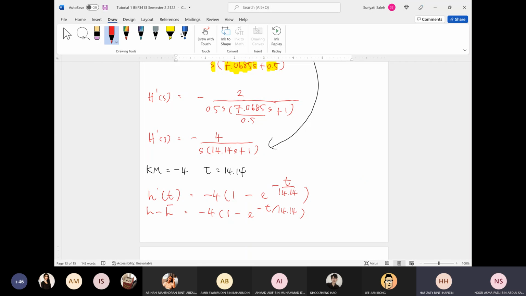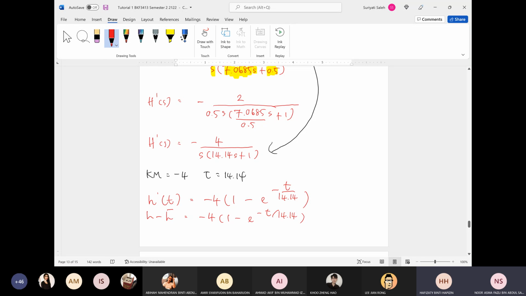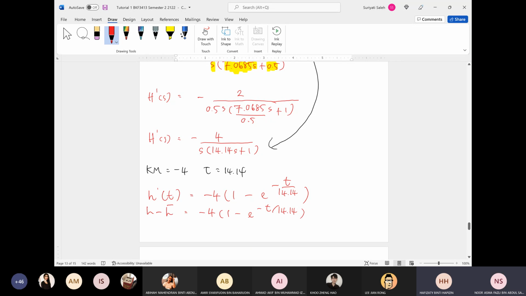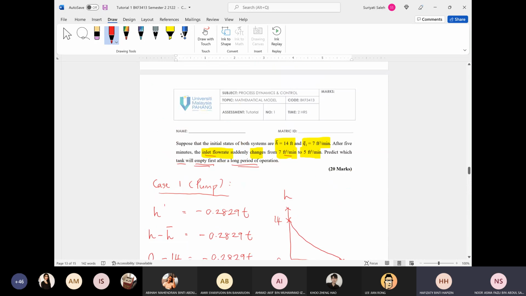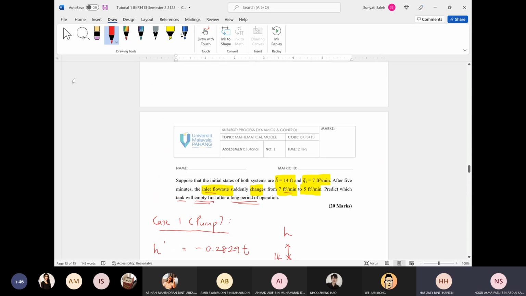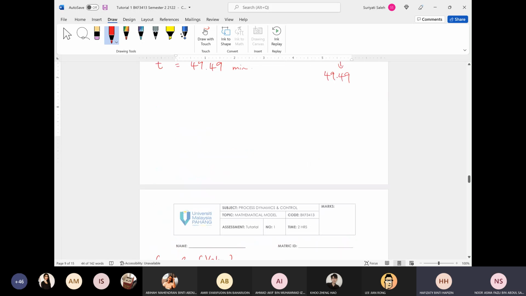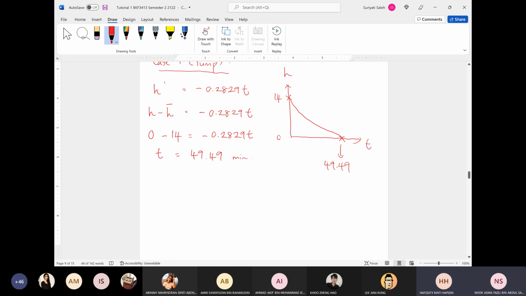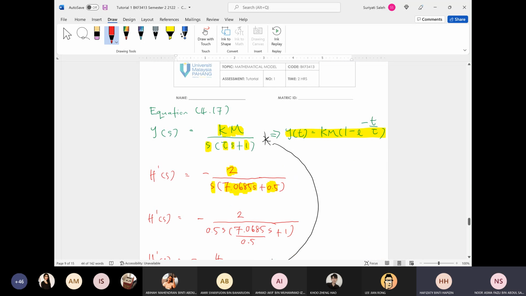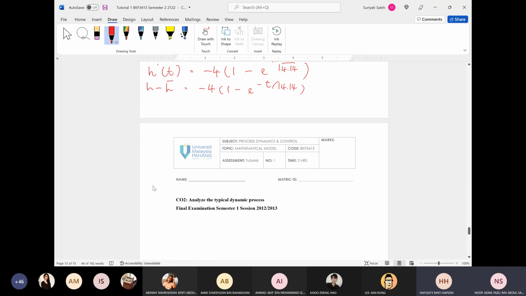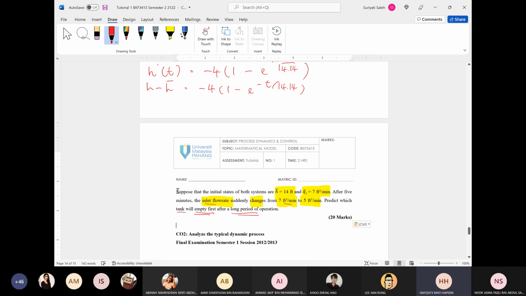Now we have already done the hard part, so you can continue with the easy part, which is answering the question. The question states: predict which tank will empty first after a long period of operation. We already finished the pump, where the pump takes around T 49.49. And this one, please solve it by yourself and you can check the answer with me later on.